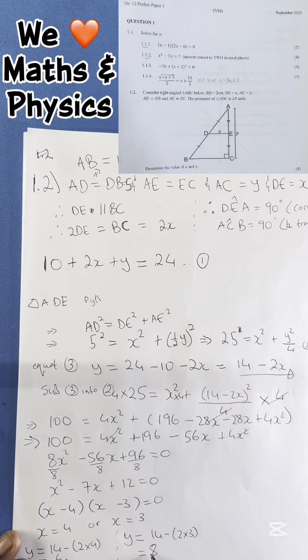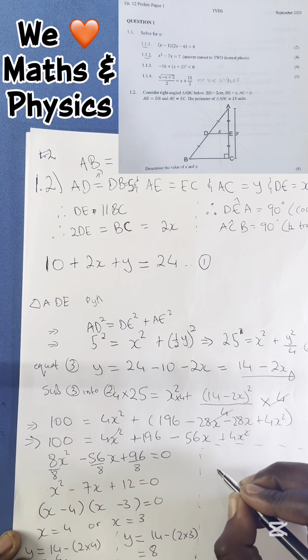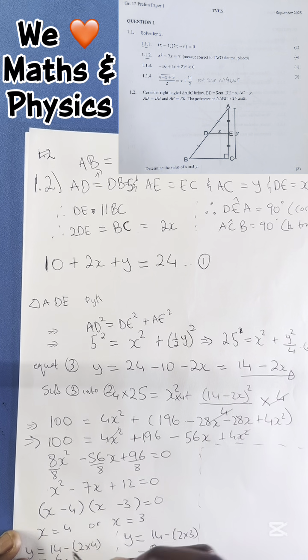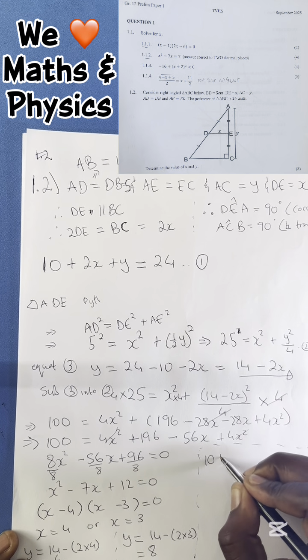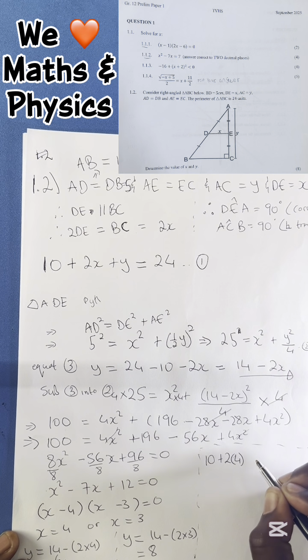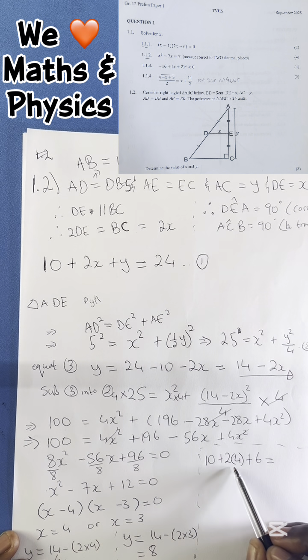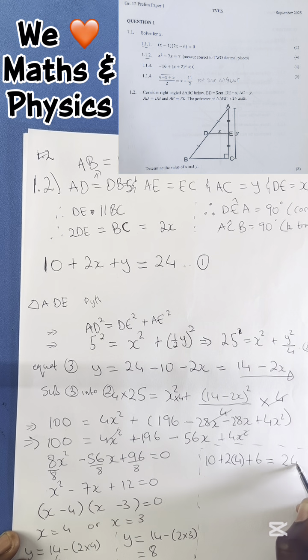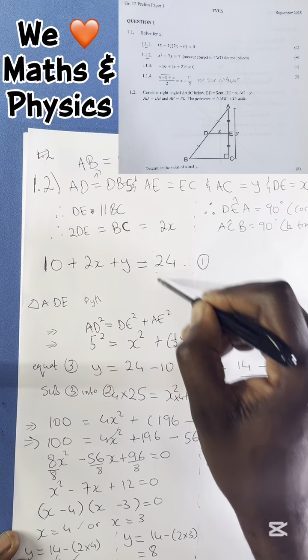So then we need to take these values and double check in there. So now we have to do the check to see if it corresponds. So when x is equal to 4 and y is equal to 6, do we get 24? So it will be 10 plus 2 times x, which is 4, plus y, which is 6. What does this give us? 10 plus 8 is 18. 18 plus 6 is 24. So that means this checks, it satisfies the parameter of 24.